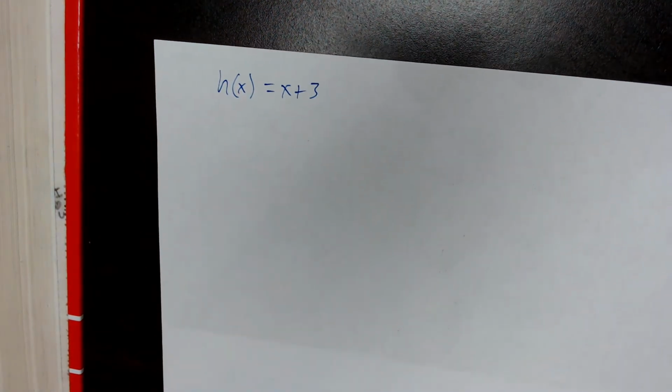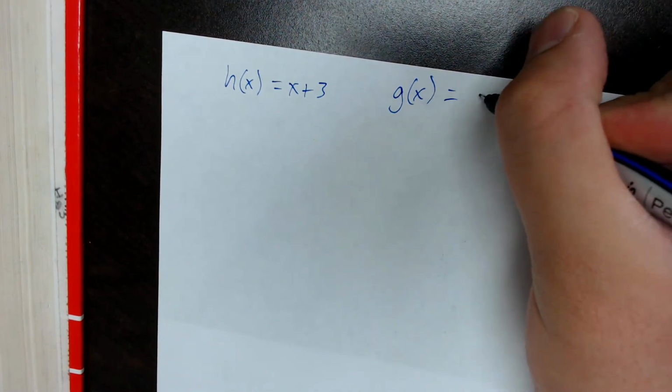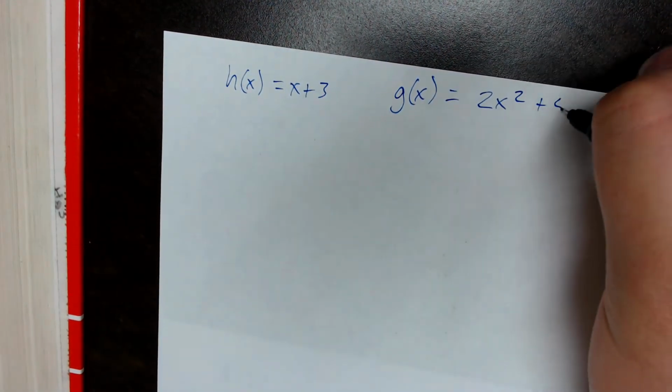We know that a function can be written with any letter and a set of parentheses and then a value or a formula for the function. So, for example, I could say that the function h of x is equal to x plus 3, right? And then I could also say that the function g of x is equal to 2x squared plus 5.